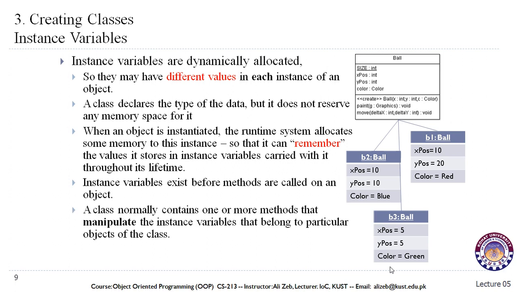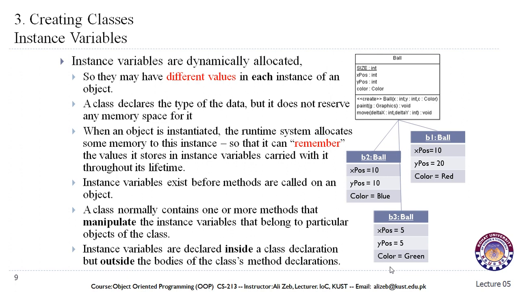A class normally contains one or more methods that manipulate the instance variables that belong to particular objects of the class. If you remember the BMI calculator that we used, and we will have a look at it again in the example, we have certain variables in the class, and then we can use some methods that manipulate those variables to perform some calculation on those values. So I will have methods inside our classes to use those variables for our purpose, and instance variables are declared inside a class declaration but outside the bodies of the class's method declarations.